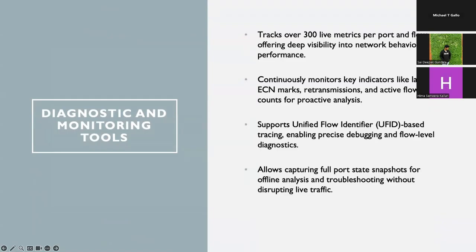VFP offers extremely rich telemetry, tracking over 300 real-time metrics for each port and flow. This includes throughput, error rates, packet counts, and more. It gives operators and tools deep visibility into what's happening inside the network at any given moment. In addition to general metrics, it keeps a close watch on critical performance indicators like latency, explicit congestion notification marks, retransmissions, and how many flows are currently active. This helps in identifying congestion and performance bottlenecks early.